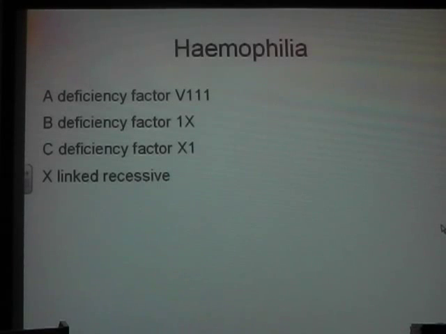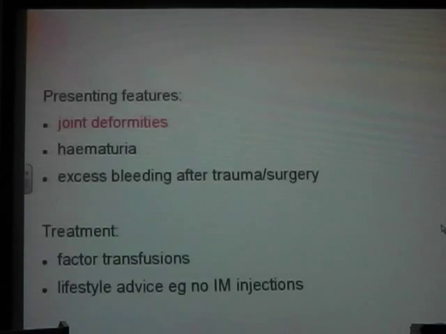Haemophilia. So we've got haemophilia A, B, and C, which affect clotting factors 8, 9, and 11. They're all X-linked recessive, which means what? Tends to be men that are affected, yeah. And which famous person has this in their family? Who is that? Queen Victoria. Very good. How might they present?